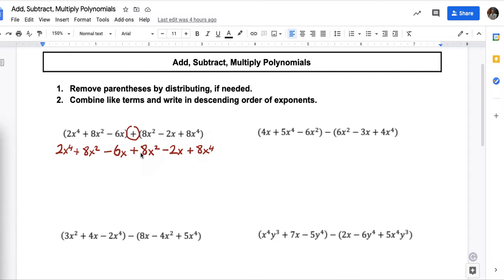The second thing to bear in mind is that when we combine like terms, we want to write them in descending order, so the largest exponent first. Let's start with the largest exponent. Looking through this, we see our largest exponent is 4. These two have a degree of 4, so we're going to combine them first. 2x to the 4 plus 8x to the 4 is 10x to the 4.